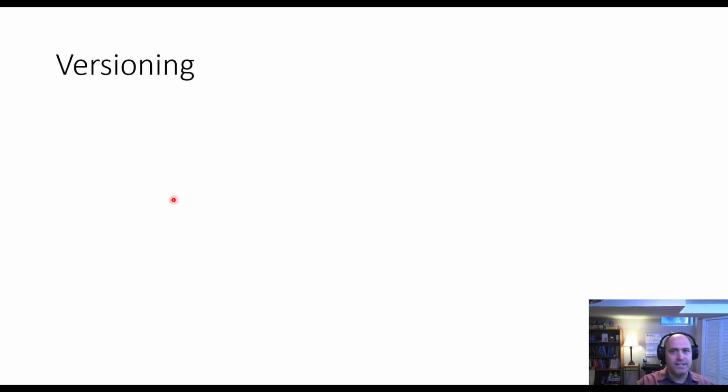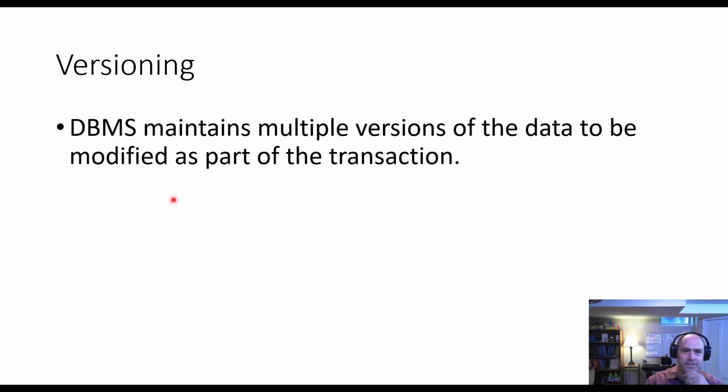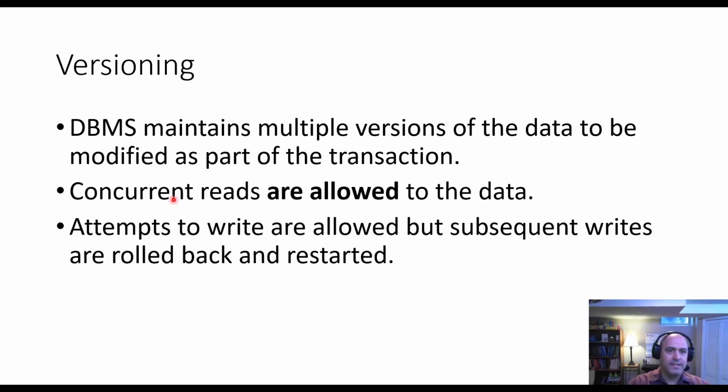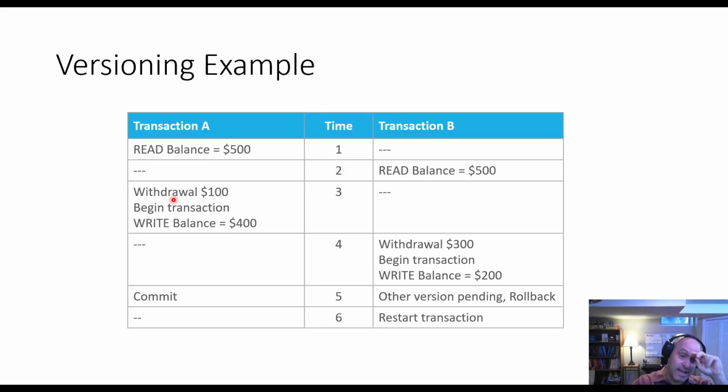So let's talk isolation levels. There's an isolation level called versioning, which maintains multiple versions of the data to be modified as part of the transaction. It doesn't allow concurrent writes, but it will allow concurrent reads under this scenario. And then attempts are allowed, but subsequent writes are rolled back and restarted if you make an attempt to write. So here's an example of versioning.